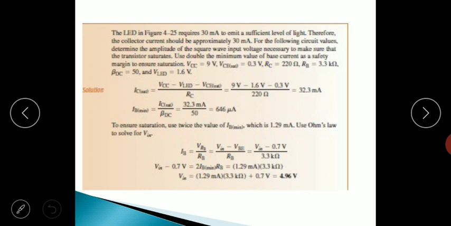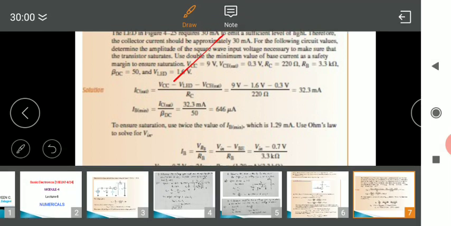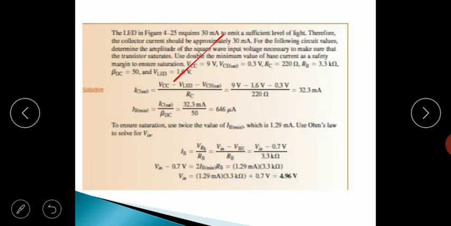Again, it is the case of a transistor used as a switch to turn the LED on and off, right? So how do we go ahead with this particular example? First, we need to find IC sat. How do you find IC sat? IC sat is equal to (VCC minus VCE sat) by RC. You can see here IC sat is equal to (VCC minus VCE sat) by RC, right? If I substitute that, it can be shown that IC sat is around 32.3 milliamperes.